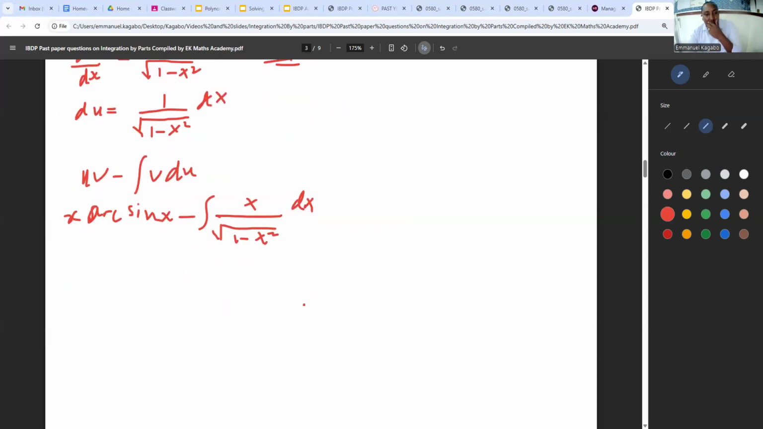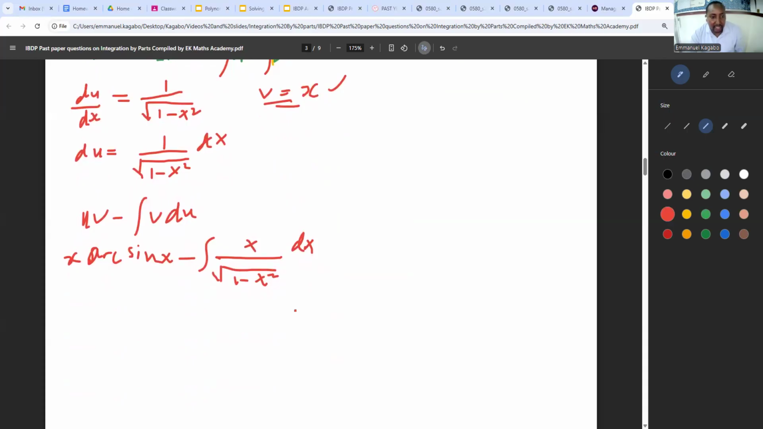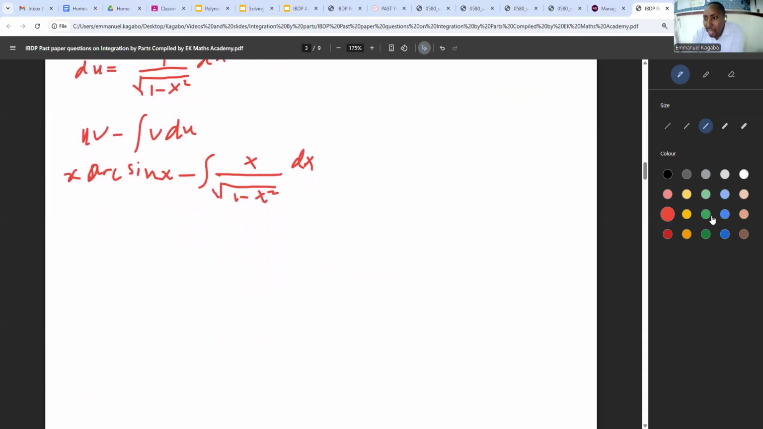Now, wow, the question is still going. An interesting question for HL with 5 marks. Okay? Now, what is remaining now? How do we integrate that? Now, to do integration of this, by the way, by inspection, you can tell this. But let me do it with the u substitution. Now, here, by parts is over, I'm going to do u substitution. Remember, I'm doing IBDP past paper questions.